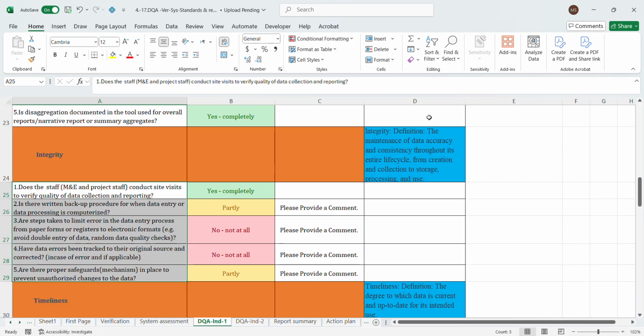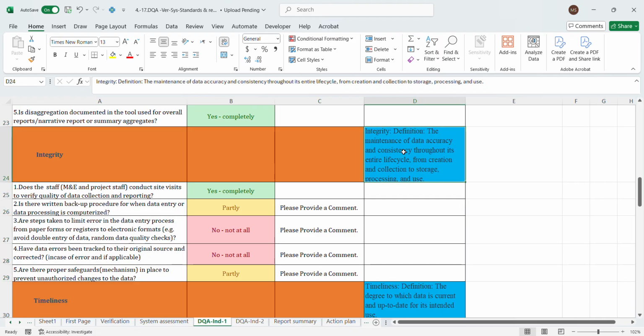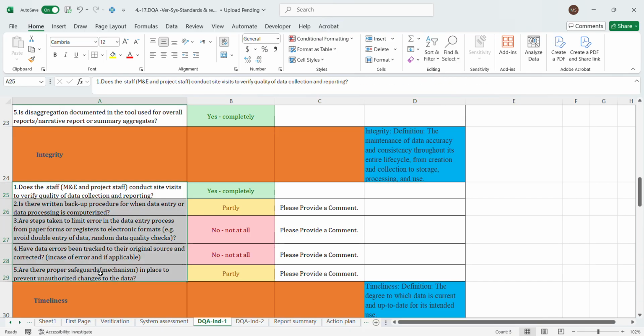So let's start with the definition. Integrity is the maintenance of data accuracy and consistency throughout its entire life cycle, from creation and collection to storage and processing and using it. So that is the definition for integrity. So let's evaluate the questions that we have designed to evaluate integrity.